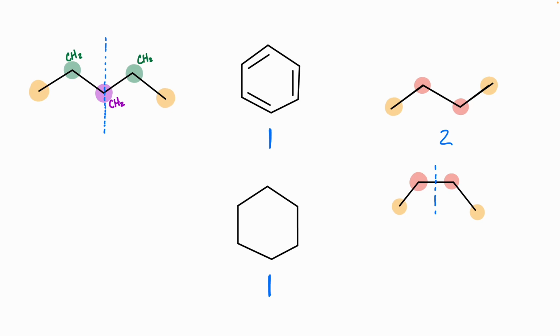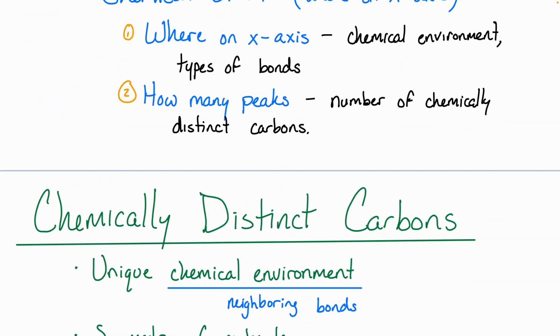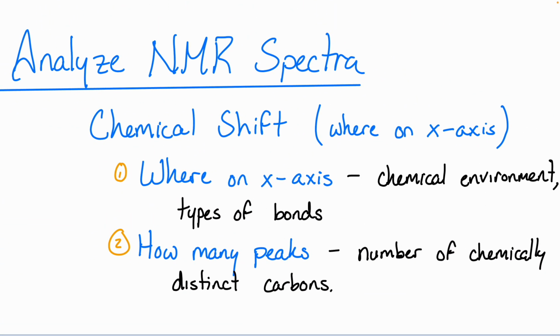One more thing, though. Let's go back to this benzene and cyclohexane thing here. We said that both of these are only going to give one peak on our NMR spectrum. So then how could I distinguish between whether I have benzene or whether I have cyclohexane? Remember that first piece of information that we were talking about, where they absorb. All right?